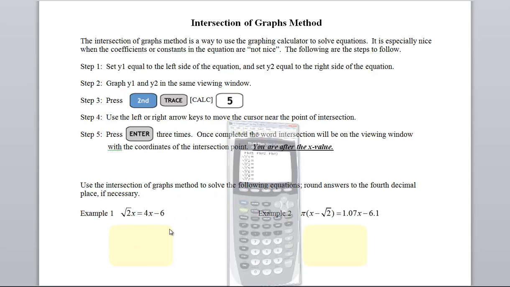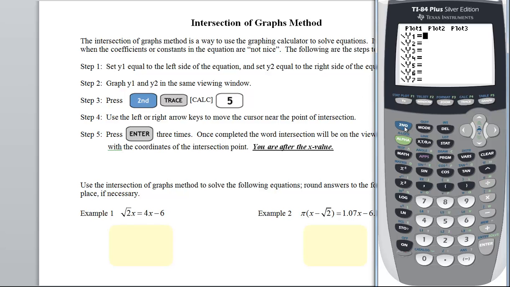Let me get my calculator. Here's second and here's trace. And this, if you'll notice the color coordination here, will access the calc menu. And when I get there, I'm going to press 5.